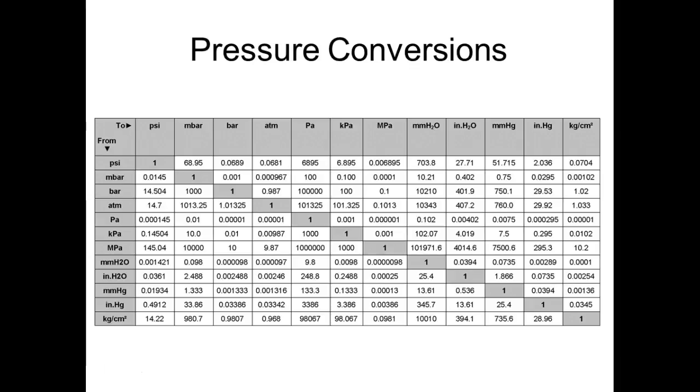So we can look this up. So 1 psi would be equal to 1 psi. I could go to millibars by multiplying psi times 68.95, to bars, the same thing, and atmospheres by 0.0681. And notice they've rounded that number. Pascals, we know kilopascal, megapascal, and millimeters of H2O.